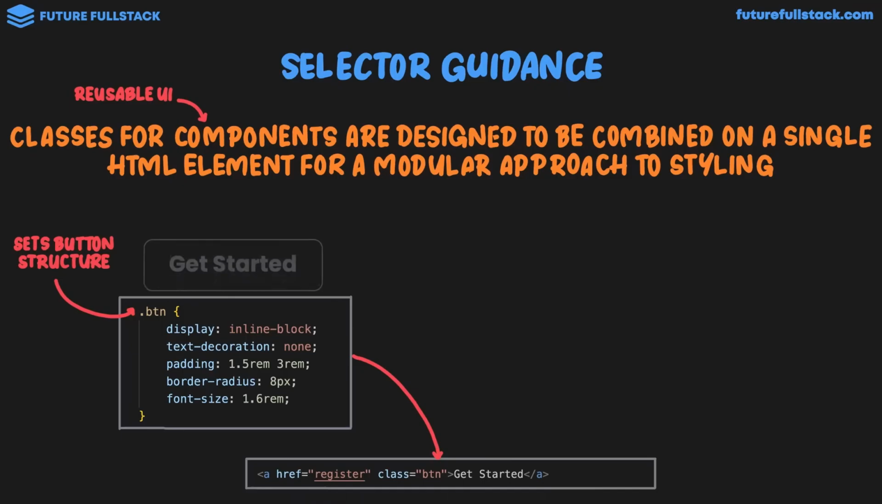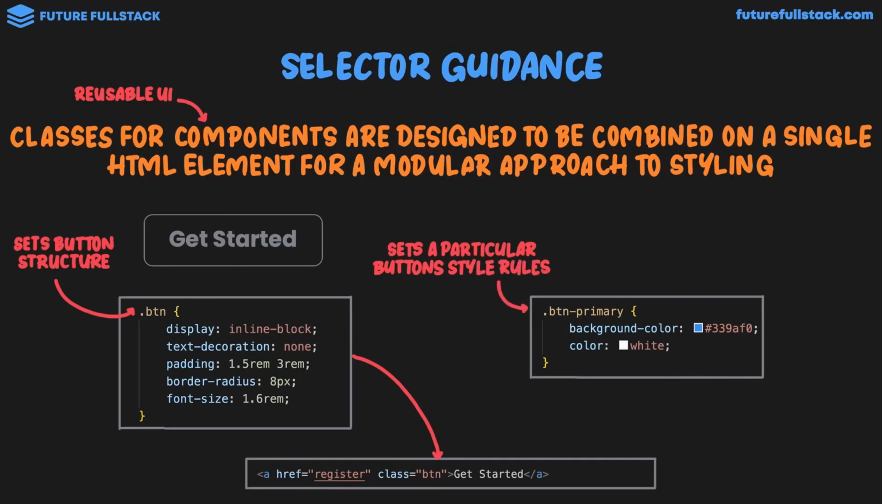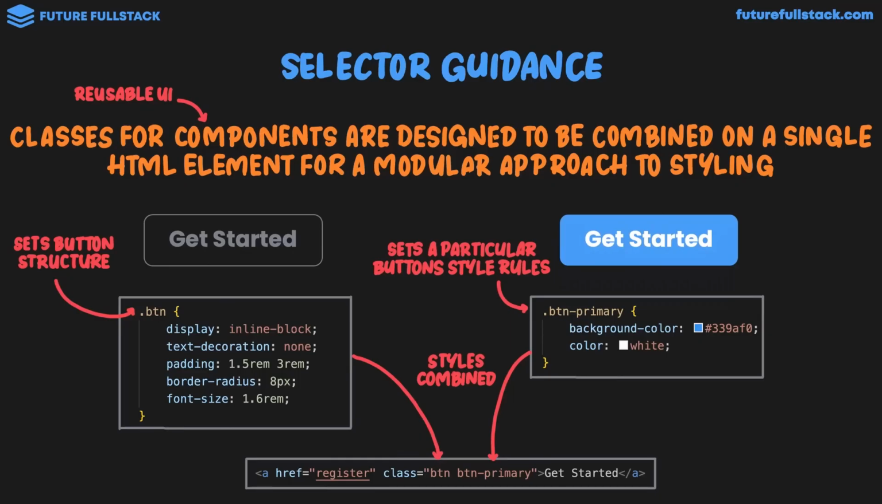This would create the structure of our button. What we would then do is make a new class called button-primary. You can see it has this blue background color and white text. So the aim of this class is it sets a particular button style rule. We would then add this class in addition to the previous class to our anchor tag. So the styles are combined and our class attribute is button btn and button primary. This would then give us our blue button with white text.